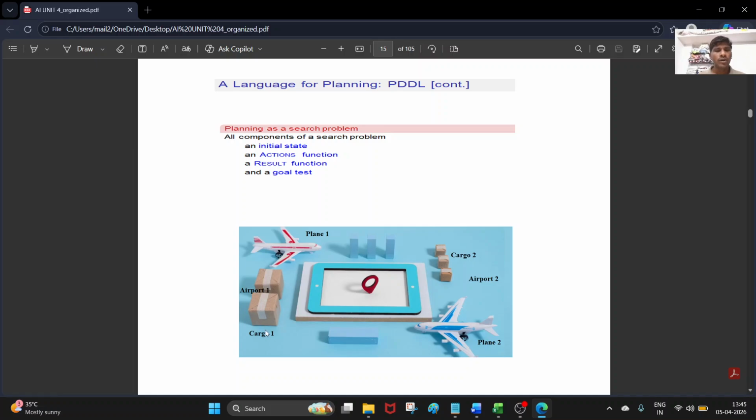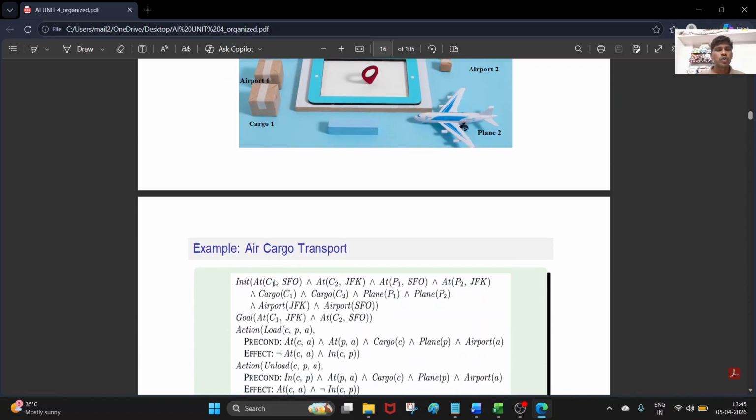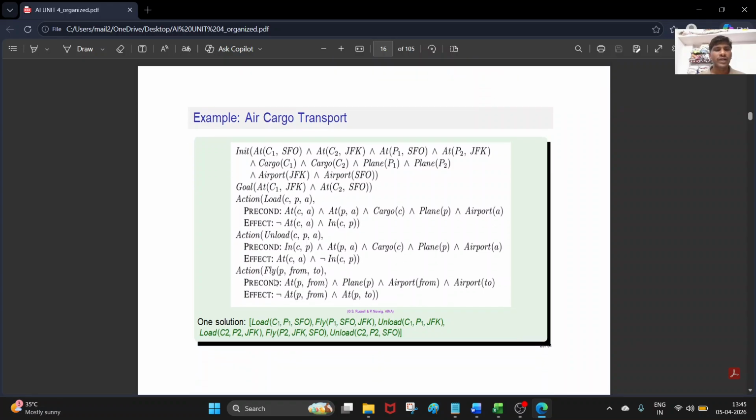From airport 1, the cargo has to be loaded onto the plane P1 and transferred to airport 2. In the meanwhile, the cargo C2 has to be loaded into flight 2 and it must start from airport 2 and reach airport A1. So this is airport 1. So this is the problem. This problem is called the air cargo transport problem.